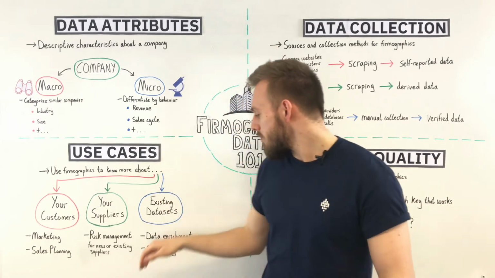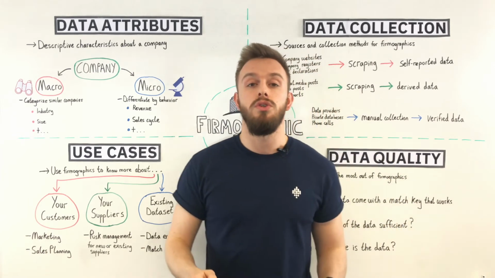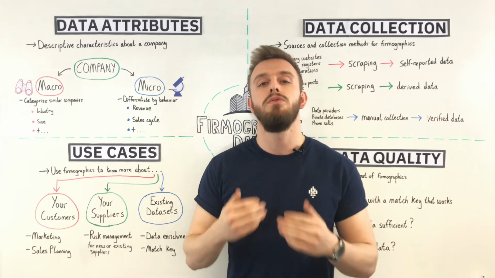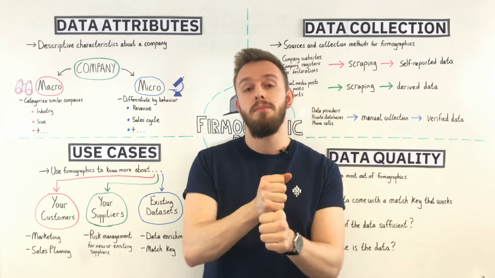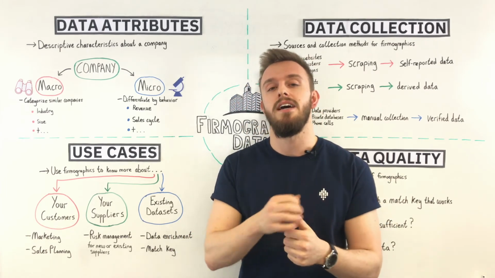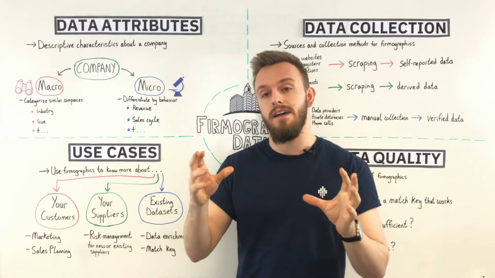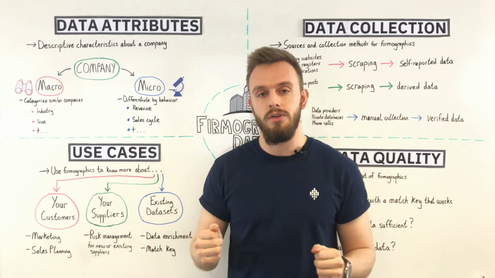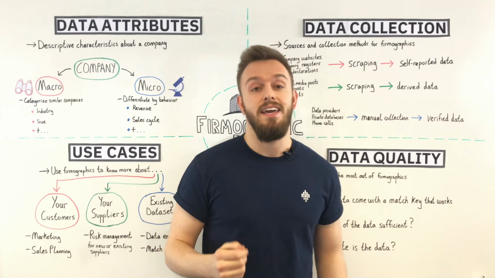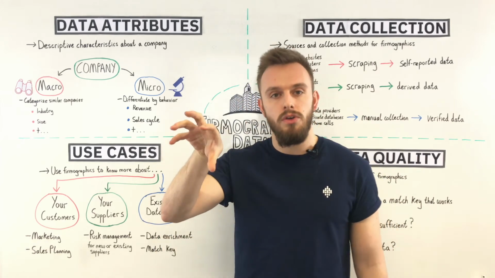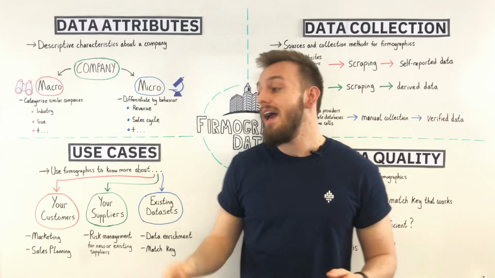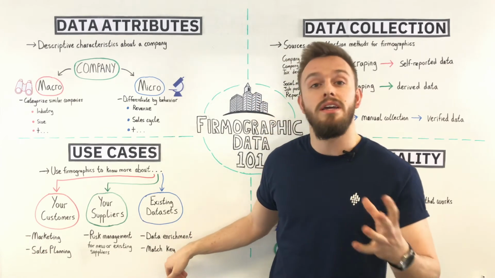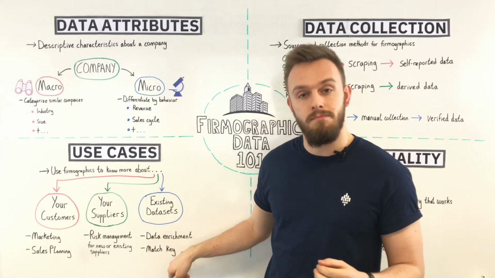And then finally, you can also use firmographic data to enrich existing data sets. Let's say you have a list of companies who are showing intent. You've got some intent data, and you've even got a list of contacts at that company who you would be able to reach out to. Well, you're now lacking information about the actual company you're going to reach out to. That's what firmographic data can help you provide. And the way it does this is by having a match key.